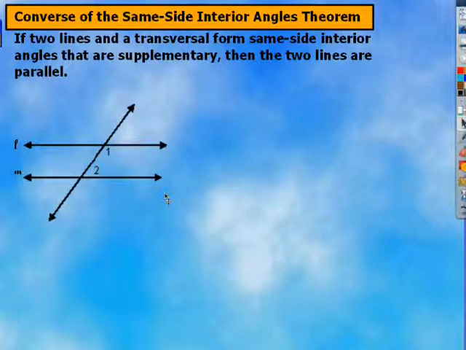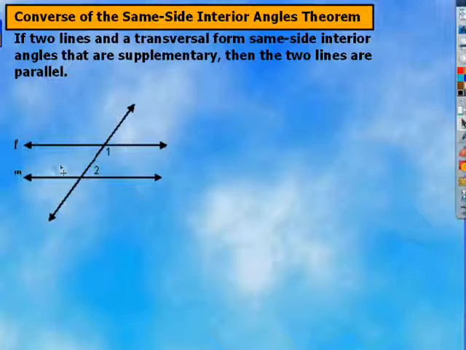So remember, same side interior angles are a little different, right? So the converse is if two lines and a transversal form same side interior angles that are, keyword, supplementary, then the two lines are parallel.